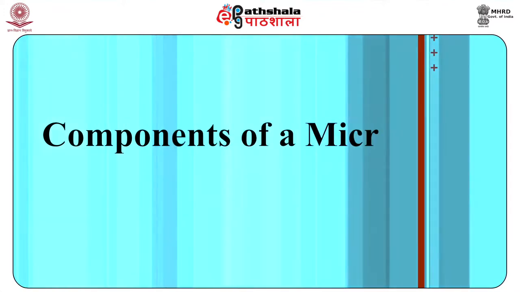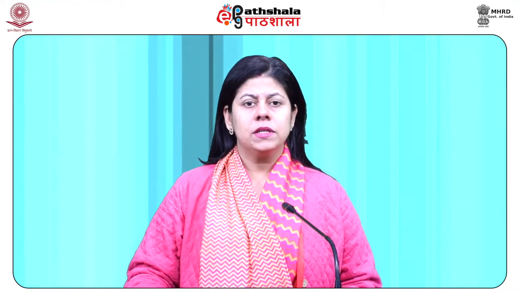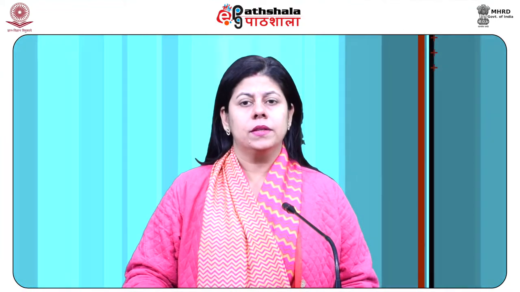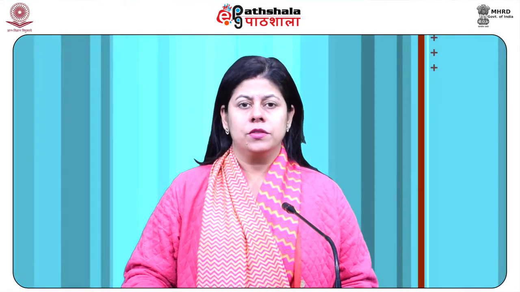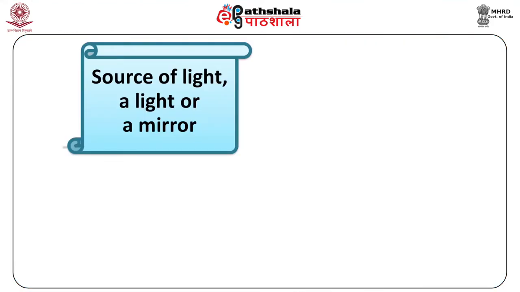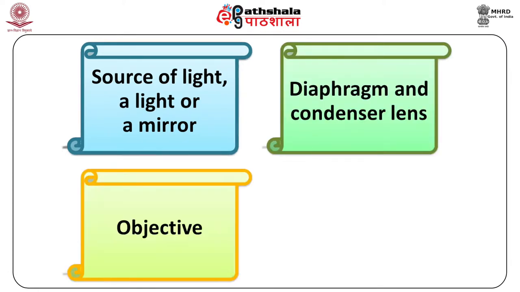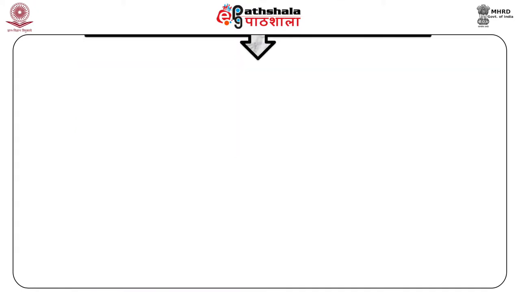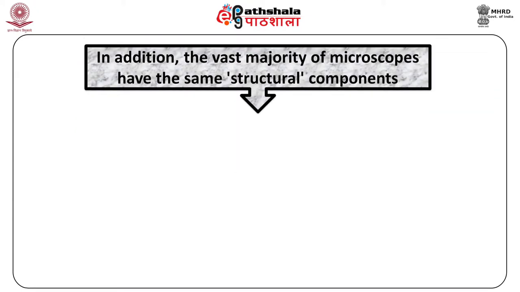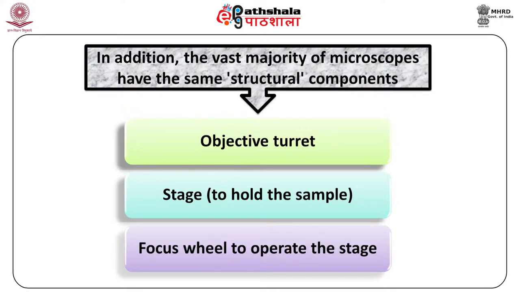Now we'll see the components of a microscope. All contemporary optical microscopes aimed at observing samples by transmitted light have the similar uncomplicated apparatus of light direction. Listed herein is the order in which light travels through them: source of light, a light or a mirror; diaphragm and condenser lens; objective; ocular lens. In addition, the vast majority of microscopes have the same structural components: objective turret, stage to hold the sample, and focus wheel to operate the stage.